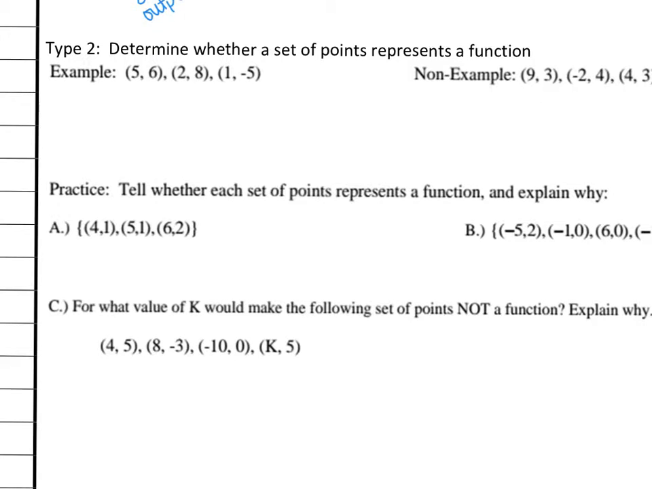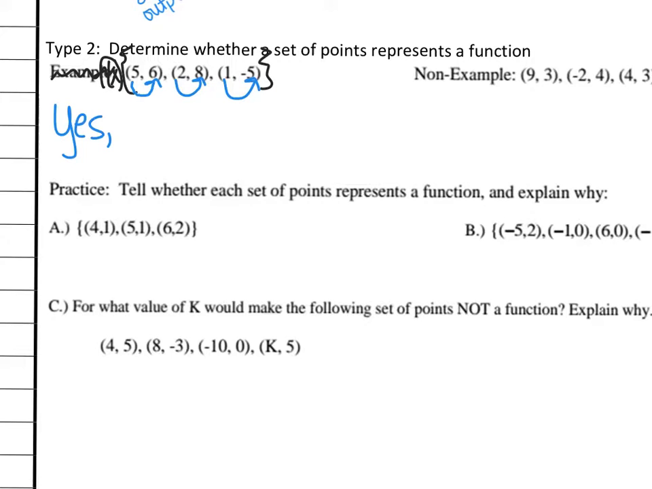The next most common example is type 2, where they give you a set of points. It'll say f of x equals, and then it'll have squiggly brackets around your set of points. All you have to make sure is that each x gets only mapped to one y. So 5 goes with 6, 2 goes with 8, 1 goes with negative 5. There's no repeating of x's that go to two different numbers. So this is a yes, and then they'll ask you to explain.